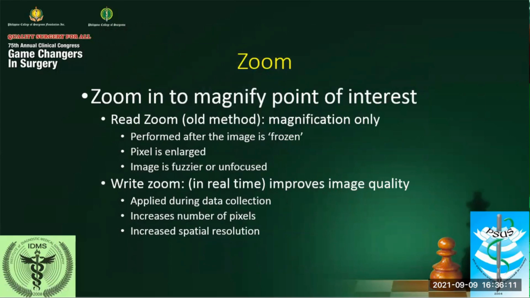Zoom. The zoom control is, as the name implies, to magnify the point of interest or the region of interest. Now we have two types, the read zoom, which is the old method where you freeze the image before enlarging it. In this method, the pixel is enlarged. So sometimes you can see the corners of the pixels.